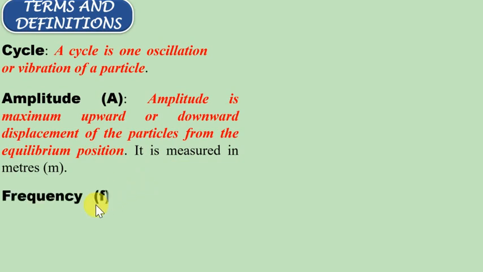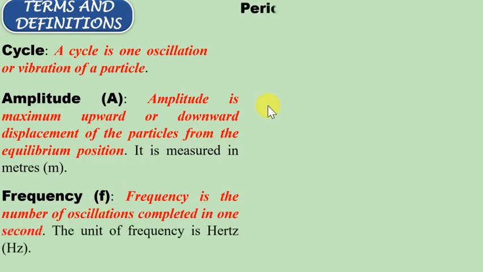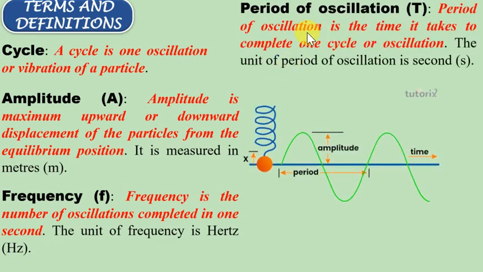Another term we're going to look at will be frequency. It is the number of oscillations or vibrations completed in 1 second, measured in hertz. The period of oscillation is the time taken to complete one oscillation.